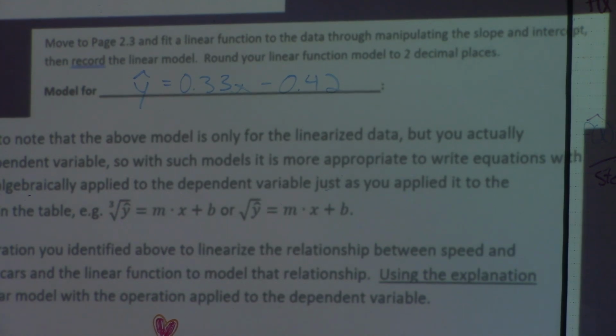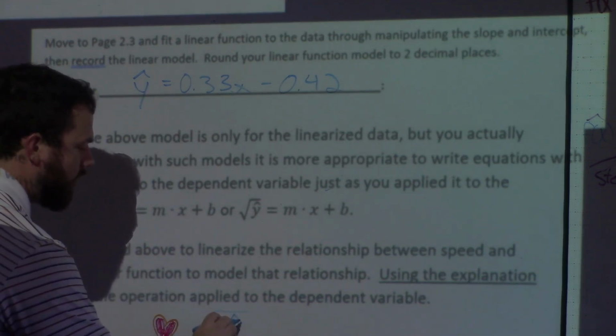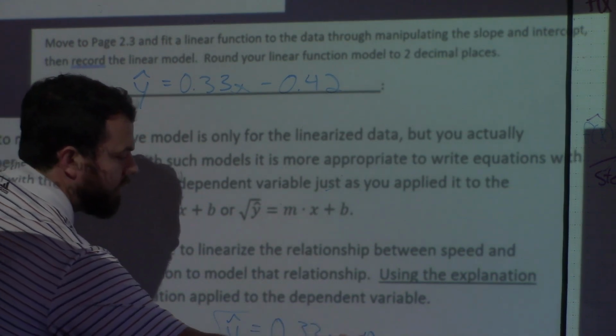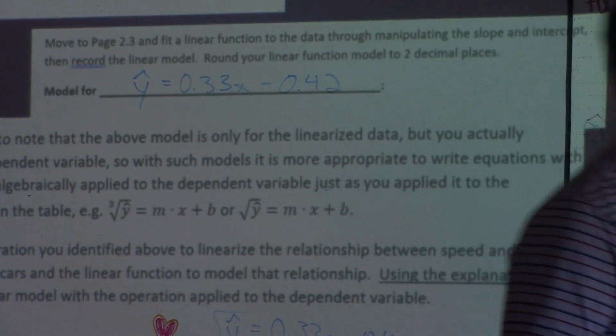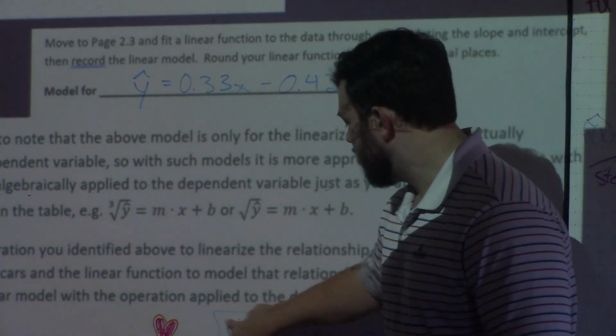Using the explanation above, write the linear model. So what was the linear model with the operation applied? That was the square root of y hat equals 0.33x minus 0.42. You can use your equation if you want. Okay, she got it on the outside, the prediction thing, and you got it on the inside. So which one is right? To be honest, it doesn't matter.